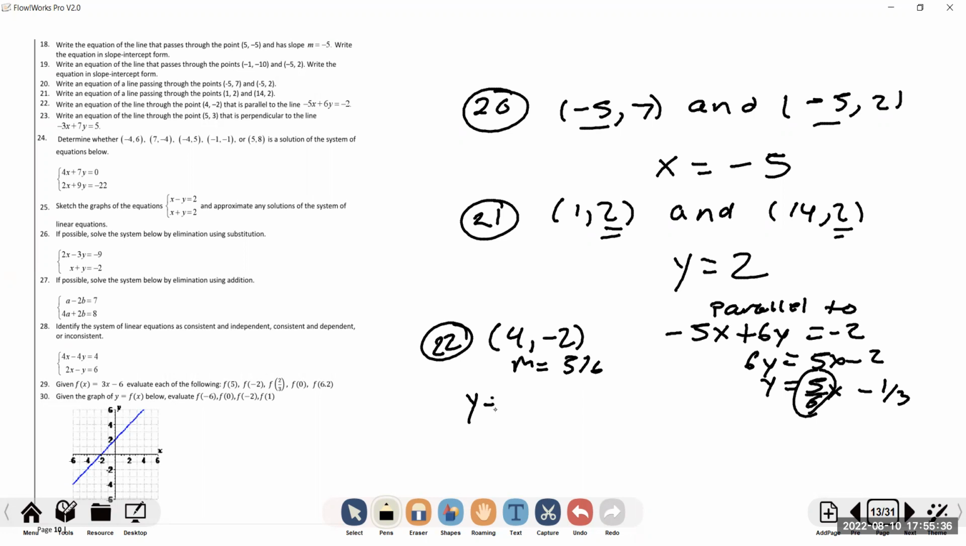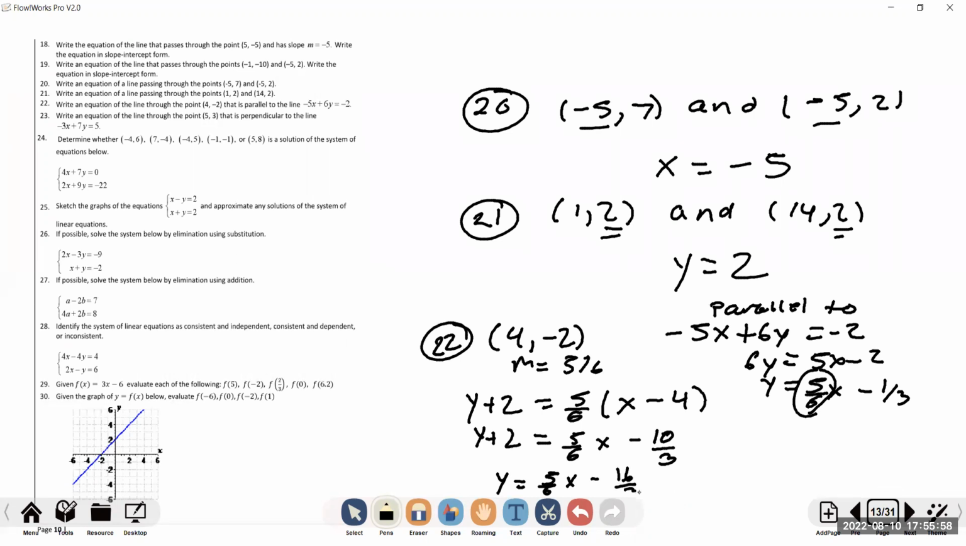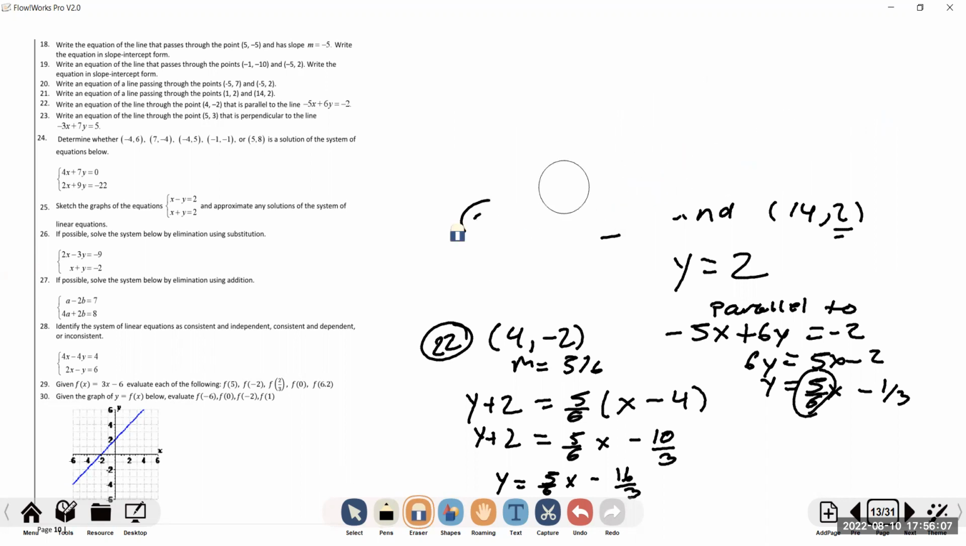y minus y1 is equal to m times x minus x1. Minus 10 thirds. y is equal to 5/6 x minus 16 thirds. And we'll move right along.